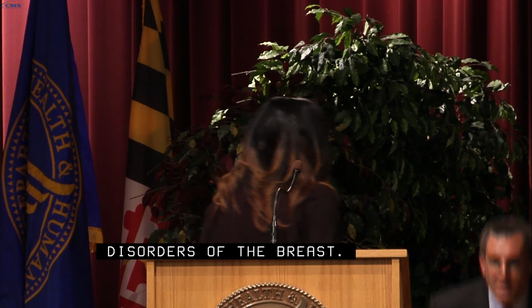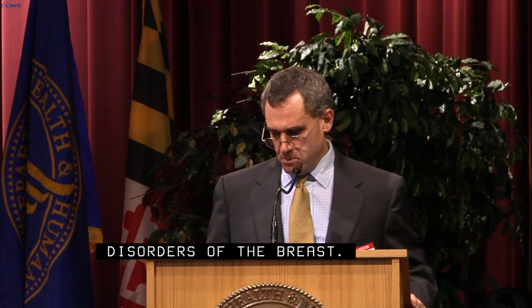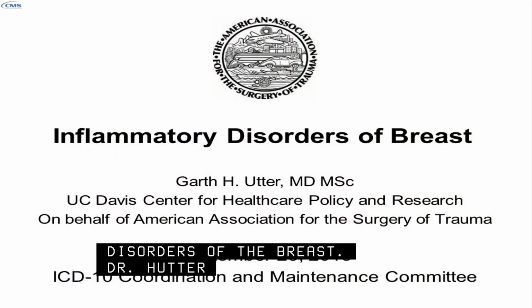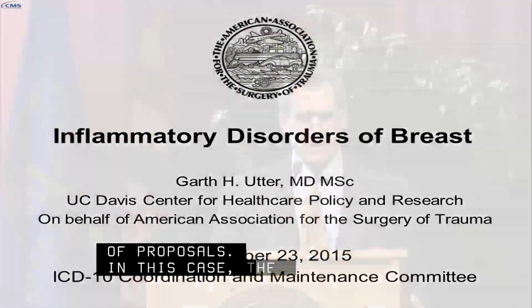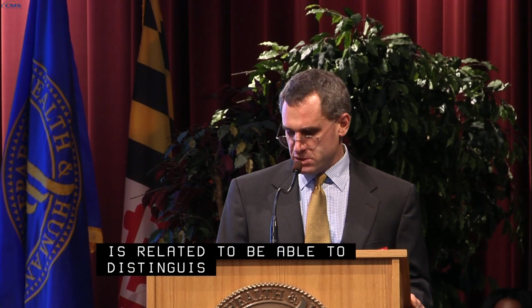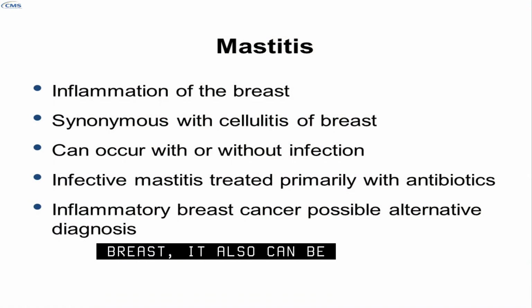Dr. Utter. Thank you, Shannon. So again, we'll continue the series of somewhat similar types of proposals. In this case, our main interest is really to be able to distinguish cellulitis of the breast from an abscess of the breast. And so I think this will go fairly quickly. Mastitis is really a term that describes inflammation of the breast, but it could also be considered synonymous with cellulitis of the breast, since the breast is basically a skin appendage, a skin structure.